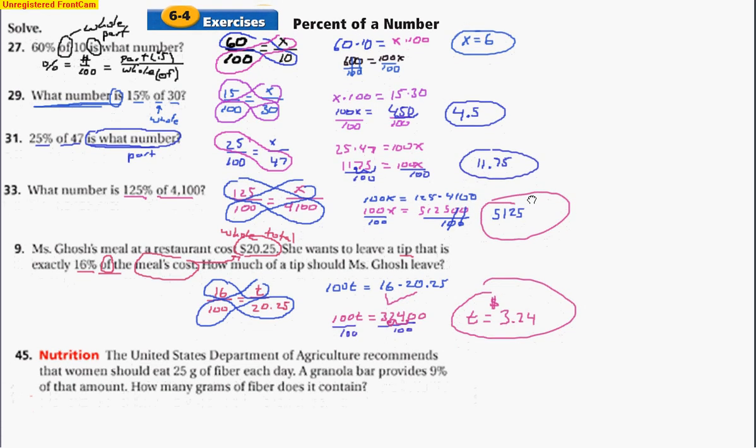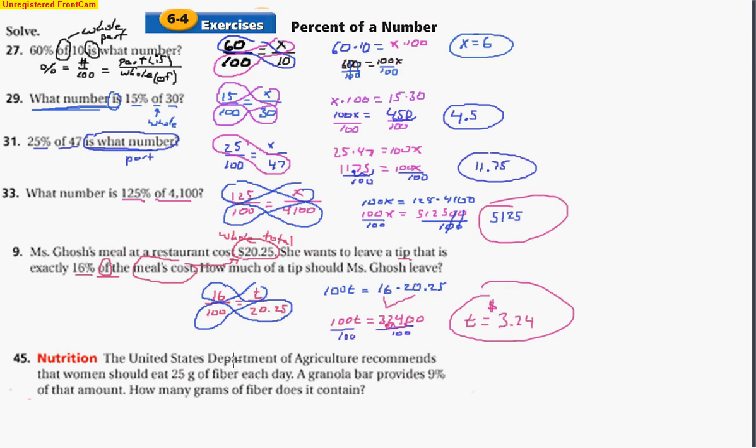Well, one more problem to try. This one says the United States Department of Agriculture recommends that women should eat 25 grams of fiber each day. Okay, we're going to need this number, so it's a good thing to underline it. A granola bar provides 9% of that amount. See, there's that key word again, of that amount. What's that amount? It's right here. It's that 25 grams. So how many grams of fiber does it contain? This is the is. This is the part that we're looking for.